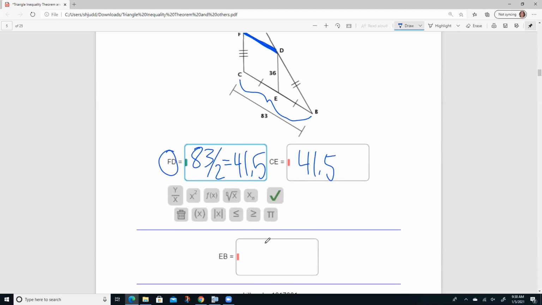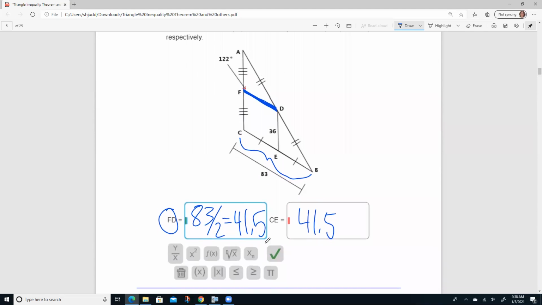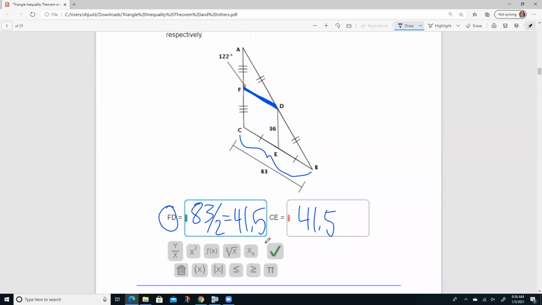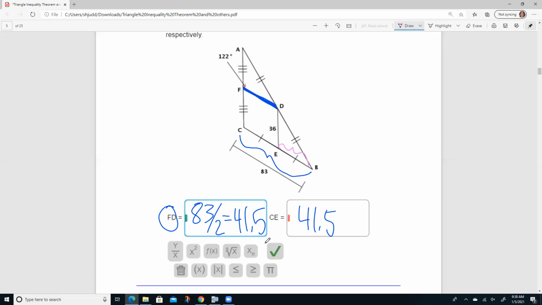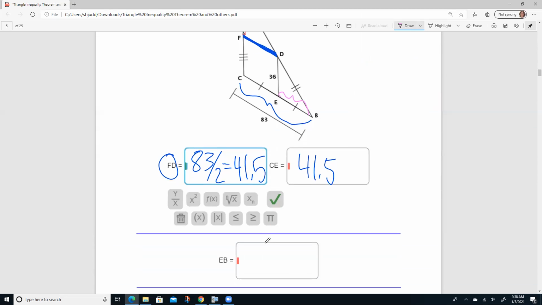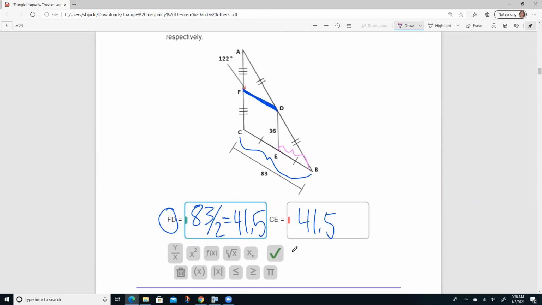All right, last one that asks us to find is BE. BE is right here. Oh, hey, that's the other half of the thing we already cut in half. Cool. That one's 41.5 too. I guess all the other stuff in there was a waste of our time, or a red herring. We don't need the 36. We just need the 122 degrees. We just needed the thing that had been cut in half.